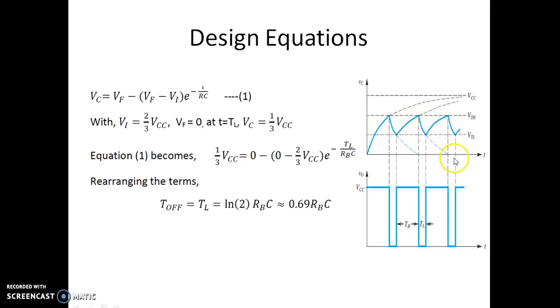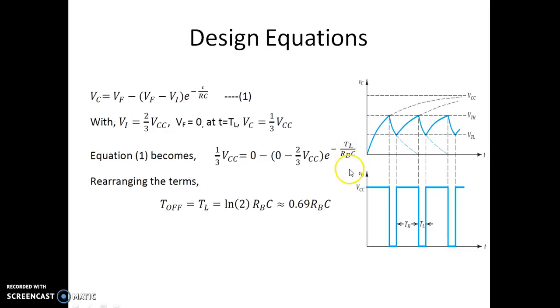So ultimately it will go to 0. So that's why Vf is written as 0 volt. But at time T equal to TL, the capacitor voltage has reached VTL, which is nothing but 1/3 of VCC. Substituting Vi as 2/3 of VCC and Vf as 0 and T as TL and Vc as 1/3 of VCC. Now you can see we are replacing this R by Rb.